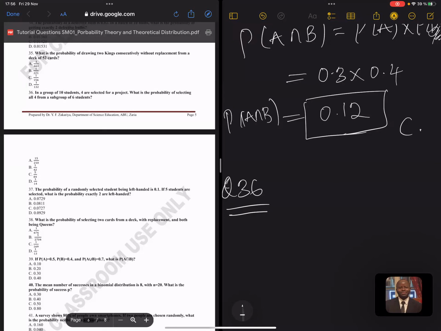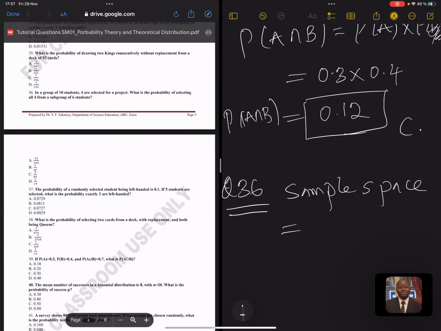Probability of selecting all 4 from a subgroup of what? 6. Do you remember permutation? You are choosing 4 from 6, and then you are choosing 4 from 10. The very important thing is for you to know your sample space. What is your sample space?